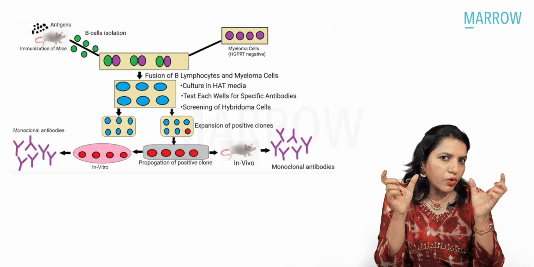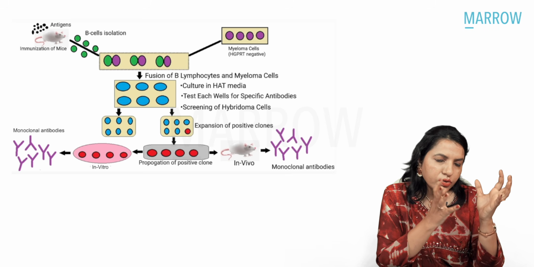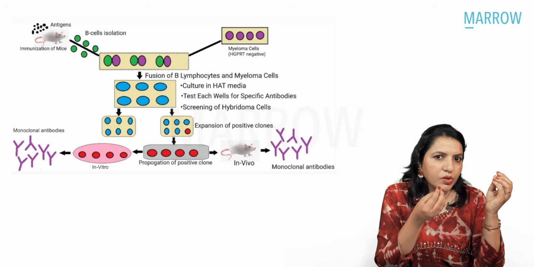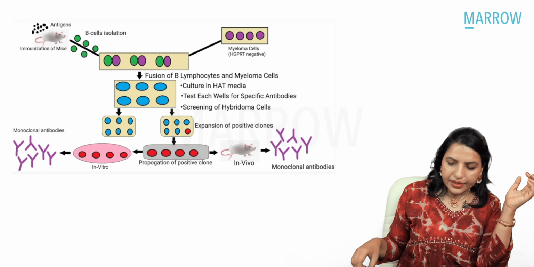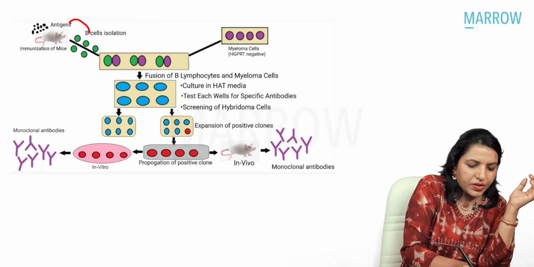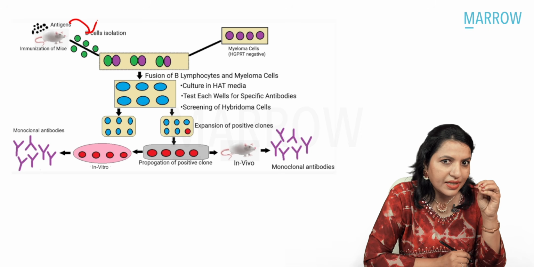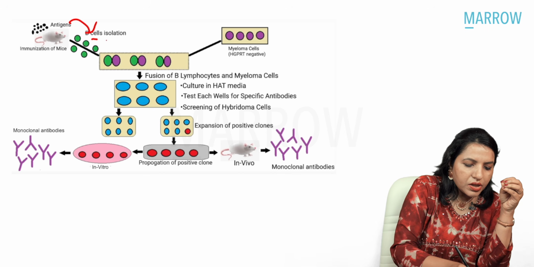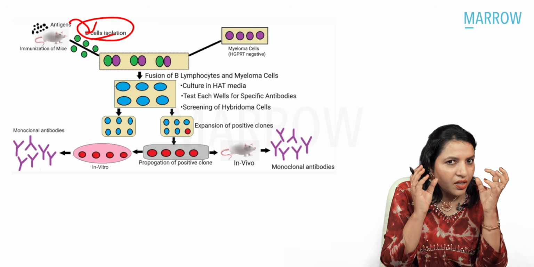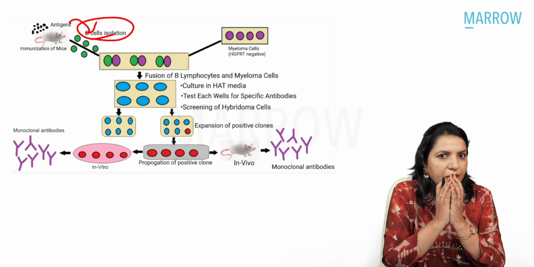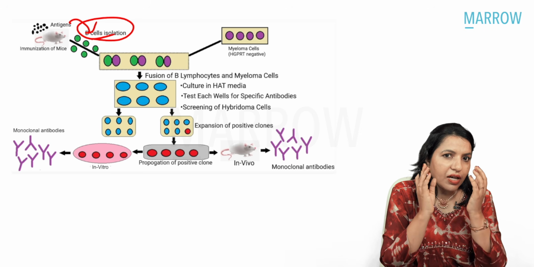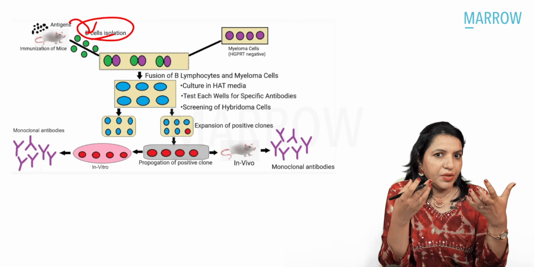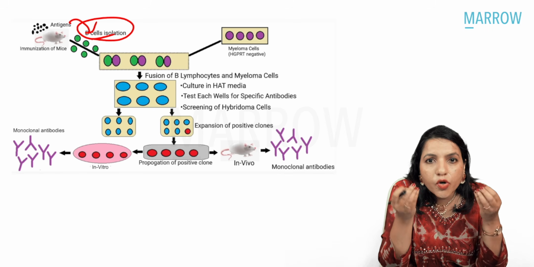So what is this monoclonal antibody technique? We use experimental animals like mice, which are injected with some antigens. When the mouse is injected with the antigen, the B cells produce antibodies against this antigen. So we isolate the B cells from the mouse. Now, the B cell has a peculiarity: it can survive in a medium where there is deficient de novo purine synthesis.